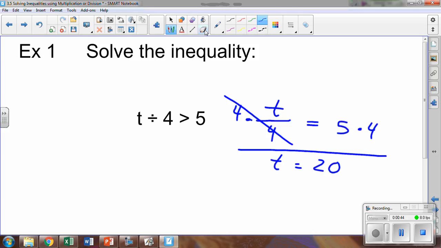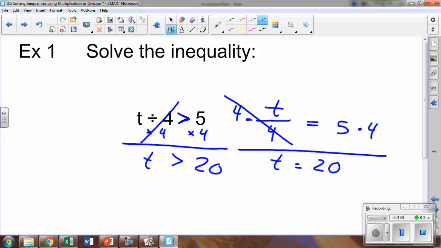Well, it's similar here. If we want to cancel out or undo dividing by 4, we would have to multiply by 4 on both sides of our inequality. Multiplying and dividing as inverses still undo each other. 5 times 4 is still 20. And since we multiplied by a positive number, our greater than symbol will stay a greater than symbol.